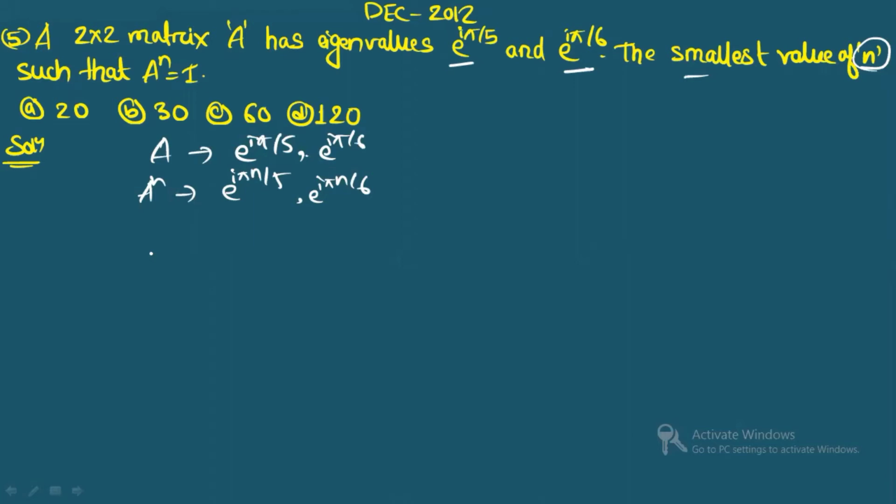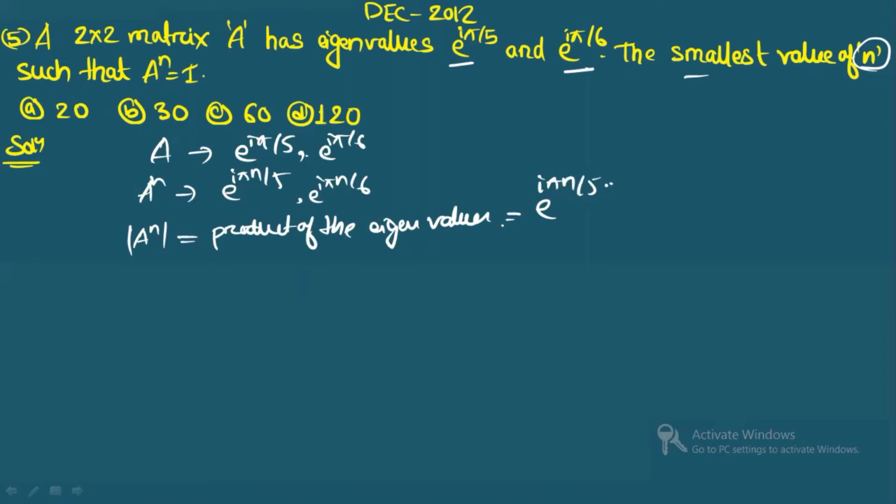Now what you will do, you will write the product of the eigenvalues of A to the power n. So it will be the determinant, right? The determinant of A to the power n is equal to the product of the eigenvalues, right? So the product of the eigenvalues is e to the power i pi n by 5, exponential, so it will become the sum, i pi n by 6. So when you do so, you will get e to the power i times 11 pi n by 30. Okay. So this is what you will get.